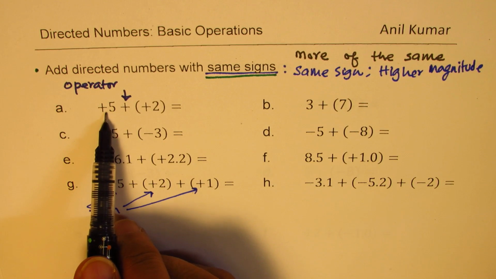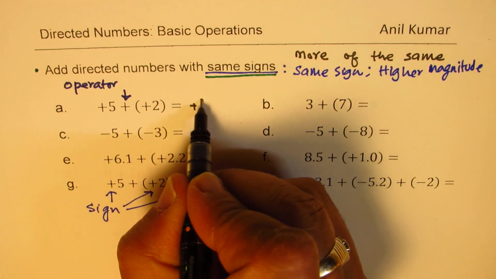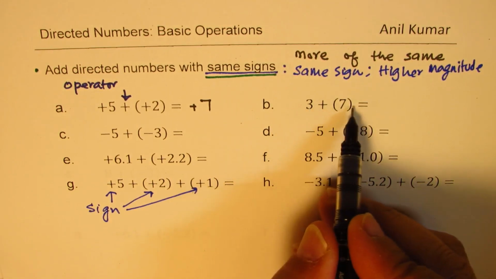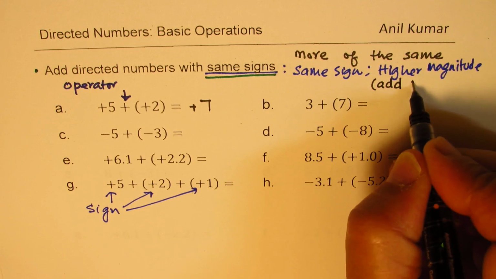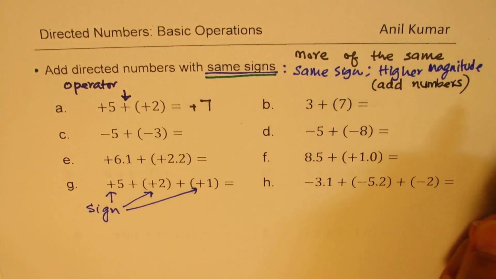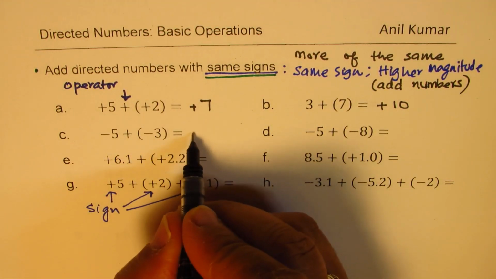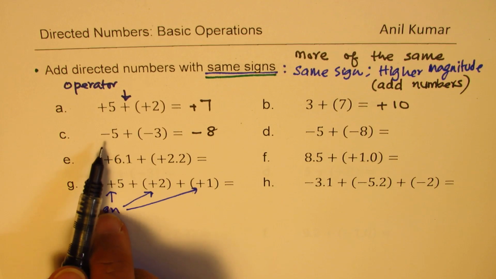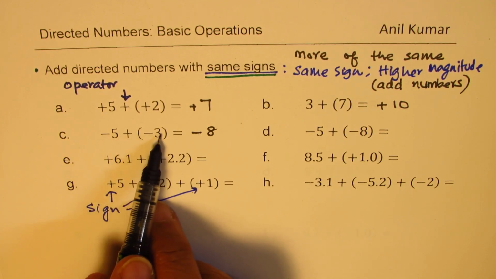When we add 5 plus 5, it is plus 10. Same sign means positive. It is positive 7. Just add the numbers, right? So basically, you need to add numbers and maintain the same sign. So if both are positive here, add and we get 10. Both are negative, add, we get 8. Do you see that? So both are negative. Same sign, negative, add 5 and 3 to get 8.